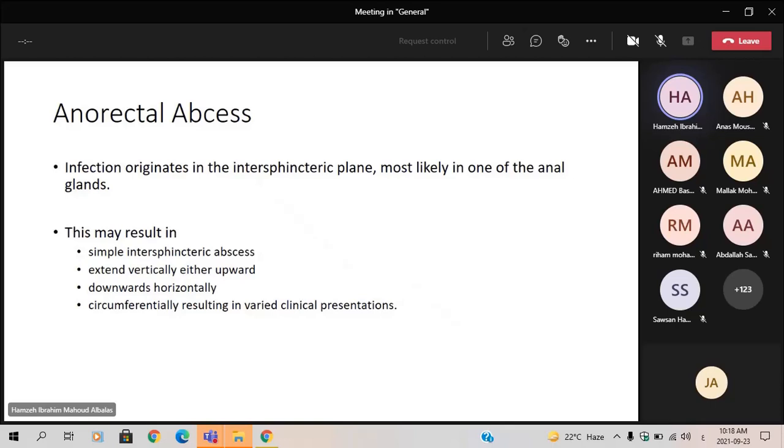It's an infection originating in the sphincteric space, most likely in the anal canal.